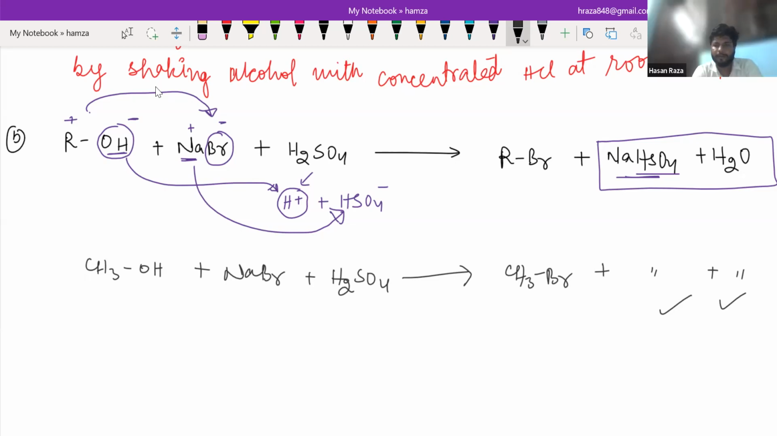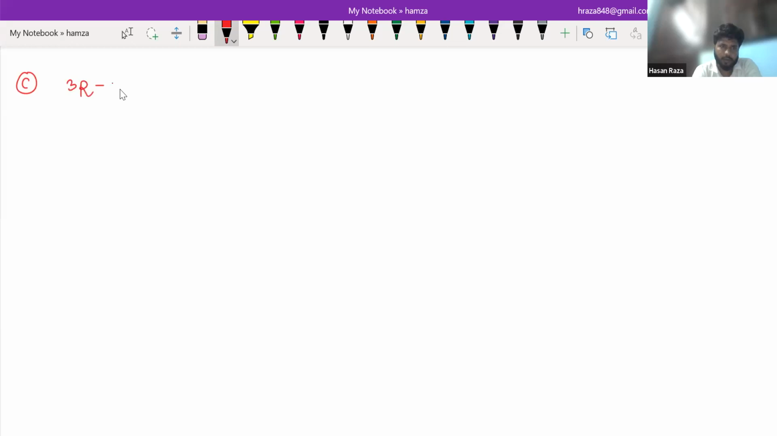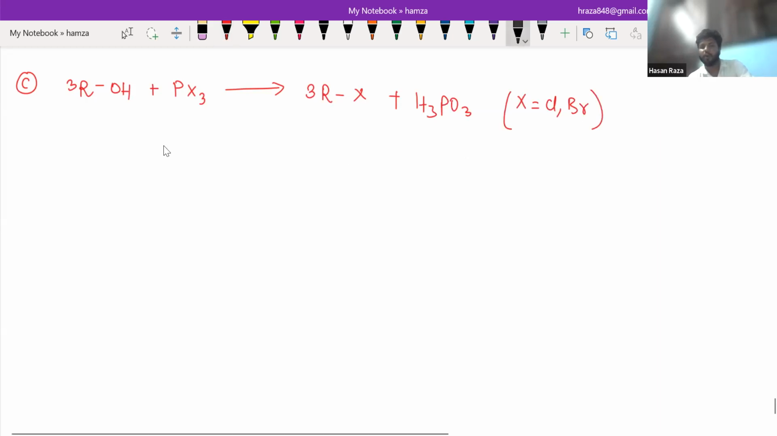Now C part. 3 moles of ROH plus PX3 will give 3 moles of RX and H3PO3, where X is only chlorine and bromine, not fluorine and iodine. This reaction is only for chlorine and bromine.